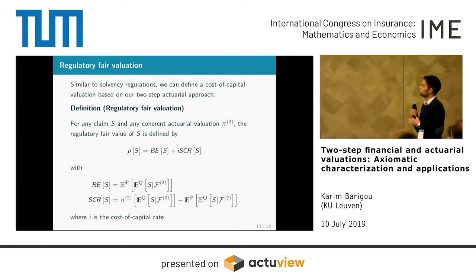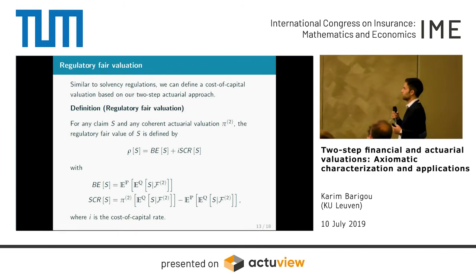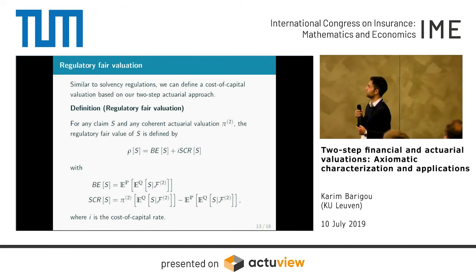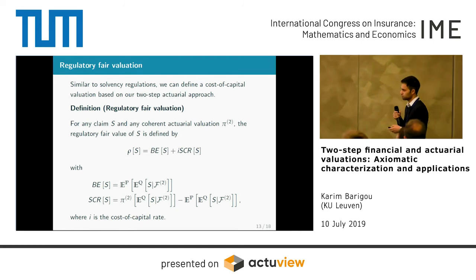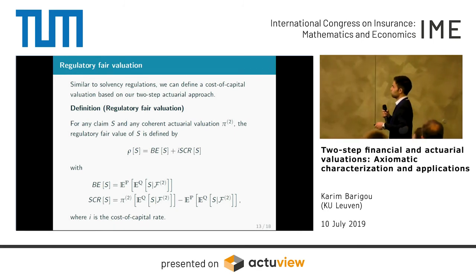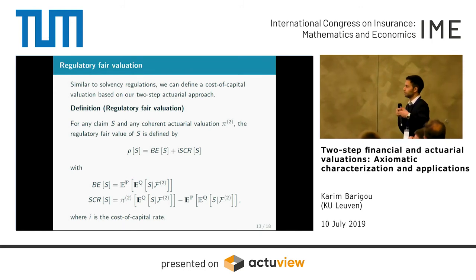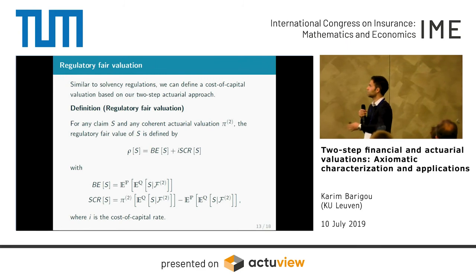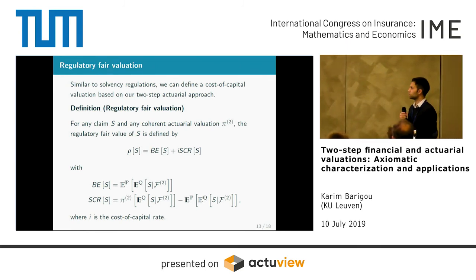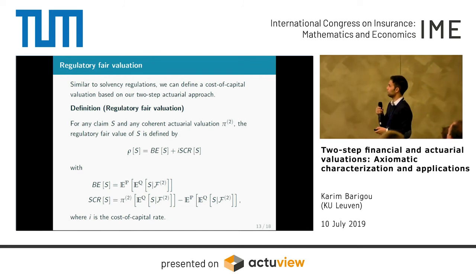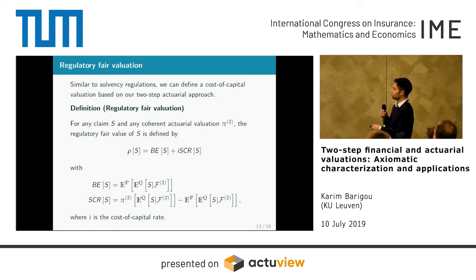Then we would also like to define a kind of regulatory fair valuation based on our two-step, which is closely related to solvency regulations. The idea is that in Solvency II, this is not the definition in Solvency II, but in Solvency II you have this decomposition between a best estimate and a risk margin. In fact, if you use this two-step operator, you could also define a best estimate. In our framework, a best estimate would be to condition on the financial event, actuarial event, sorry, then apply expectation under Q and then the expectation under P for the outer operator. That would mean this is a best estimate and expects the mean of your risk.